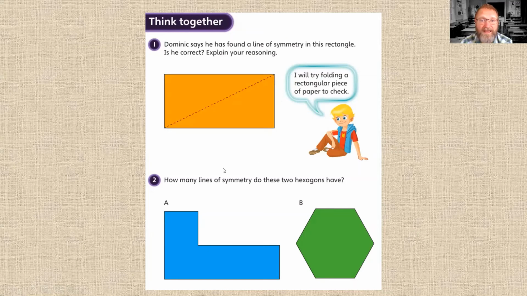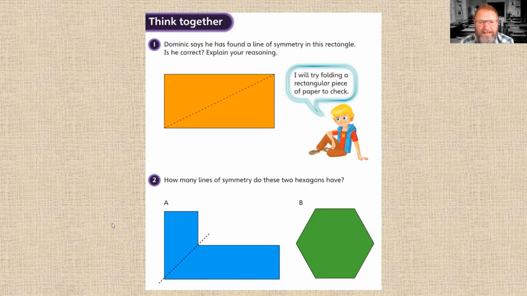Question 2, how many lines of symmetry do the two hexagons have? Well, let's have a look at A. You can see this is an irregular hexagon. It's got different length sides and different size angles. We've got a big angle here, and then we've got 90-degree angles here, or right angles here.